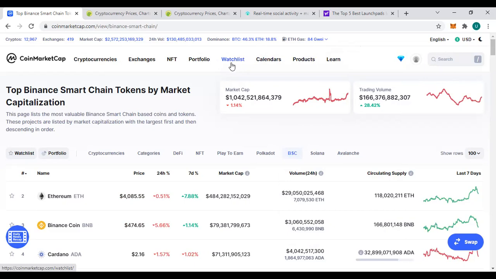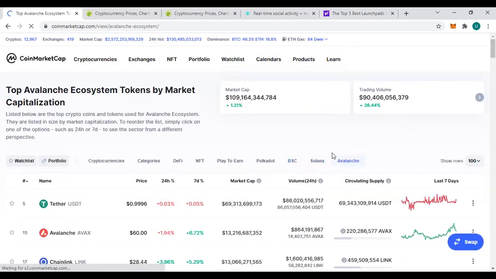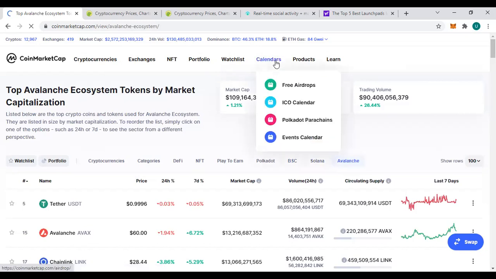Okay, I've talked about the watch list, Solana, so many of them here. Ecosystem, no need to go further to explain these ones. You click them, you see the coins under them, Avalanche ecosystem, you see them. They are all the same there. So I've looked at NFT, portfolio, watch list, calendar. I didn't actually look at this.